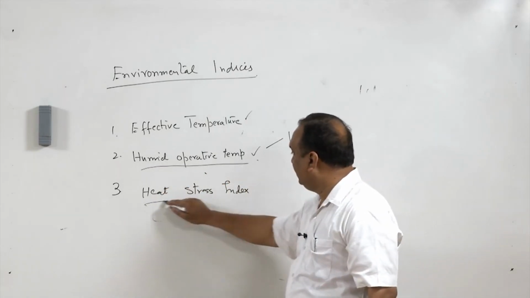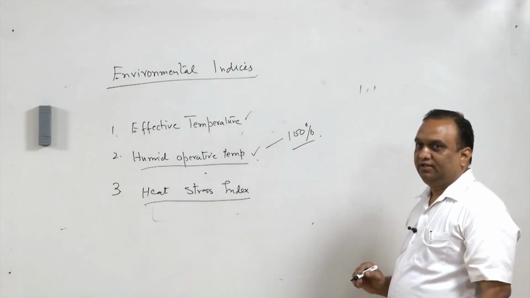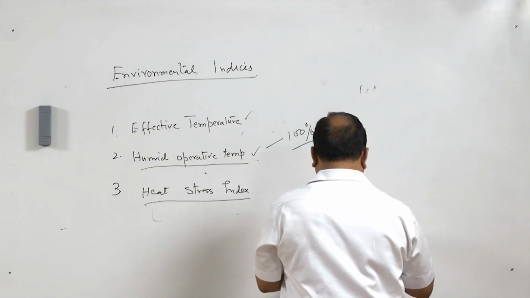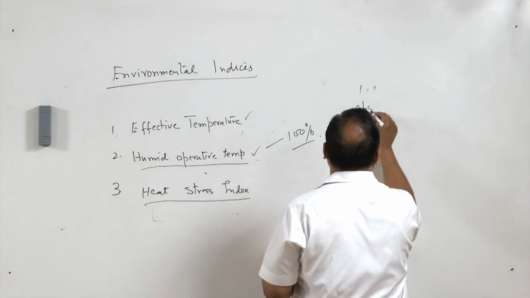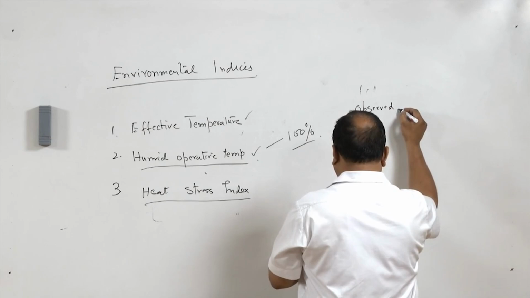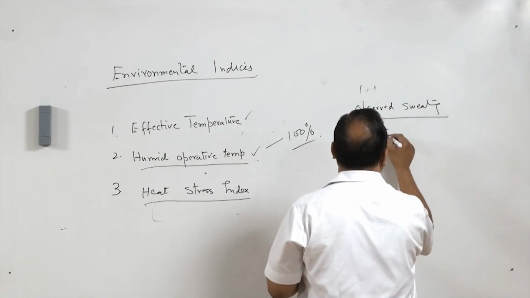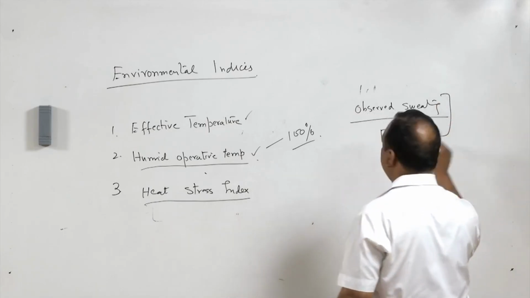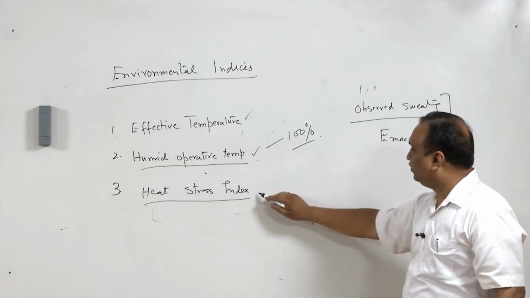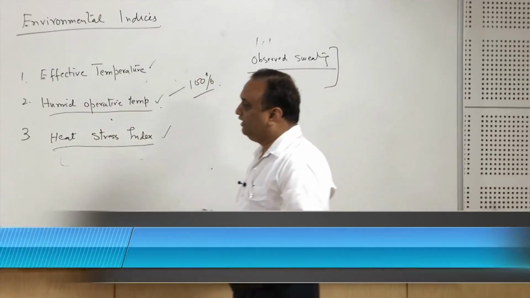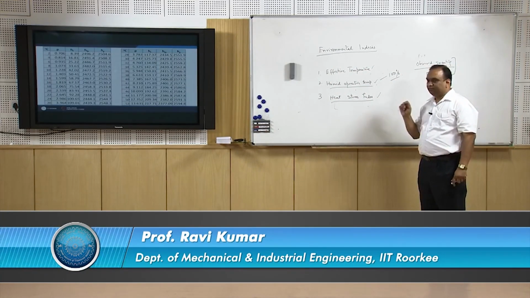Now, the third one is heat stress index. It is the ratio of the evaporation observed from the skin, that is sweating, to the maximum possible sweating from the skin. And this ratio is known as heat stress index. If we have the value of these indices, we can have a fairly good idea about the state of thermal comfort in a confined environment. This is all for today.